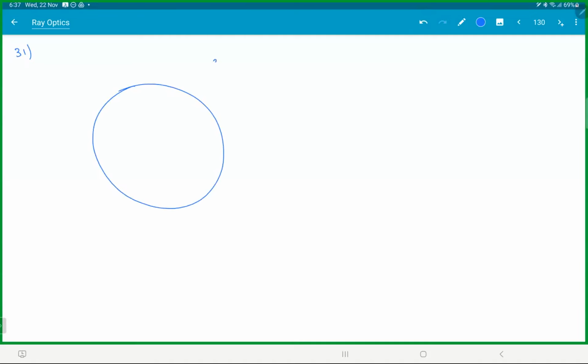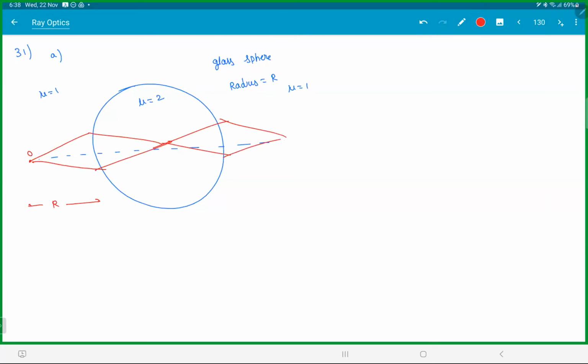So we have a glass sphere. Radius is R. Refractive index mu is equal to 2. Outside is 1. We kept an object here at a distance R. So what will happen? Light rays will hit here, then they'll fall somewhere here. So there'll be 2 refractions. The observer is standing here.